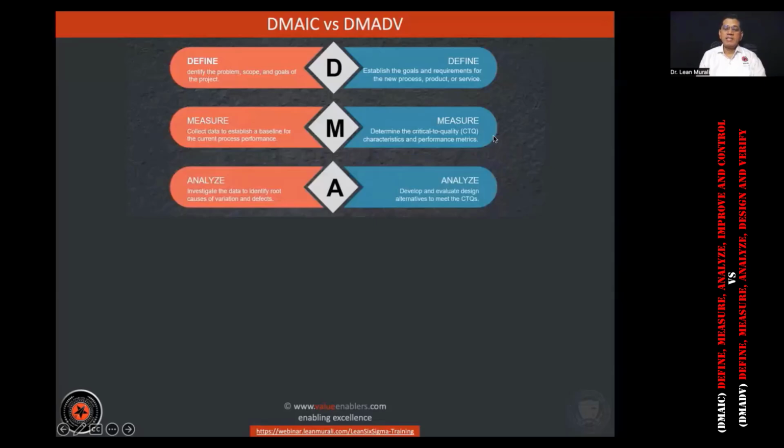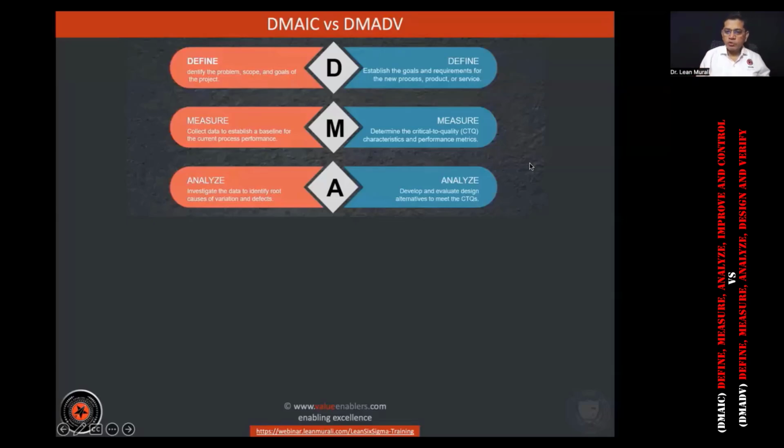Now, in the analyze stage, what do we do in DMAIC? We investigate the data because you've collected the data. We identify the causes and go into the root causes of why the defects are produced, why the errors are produced.